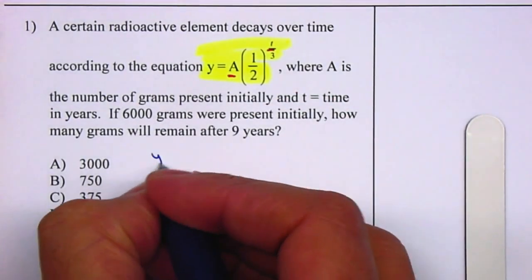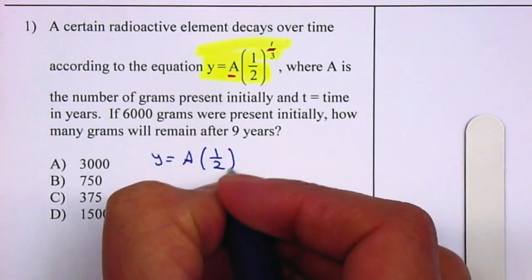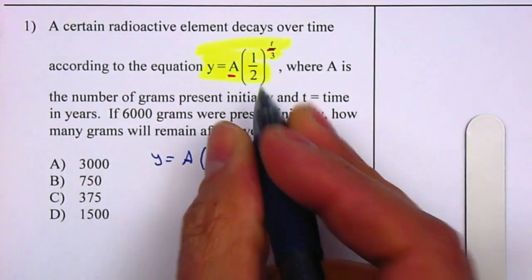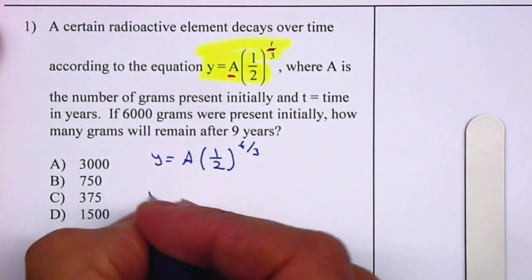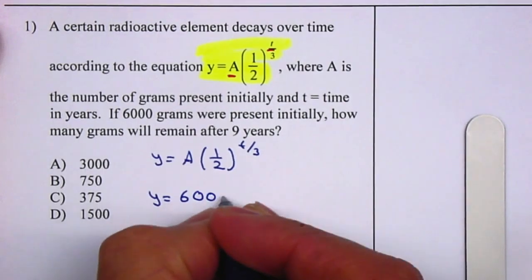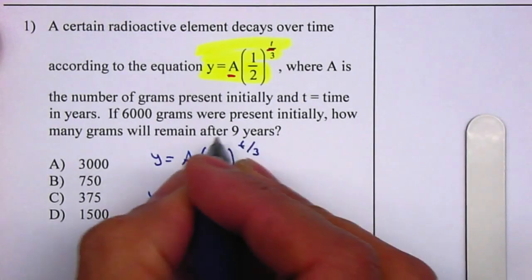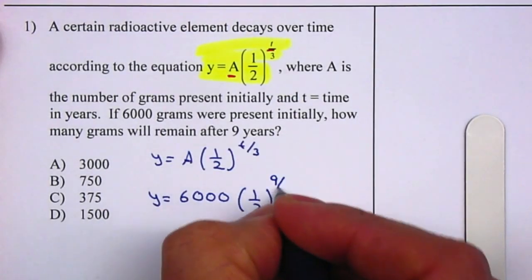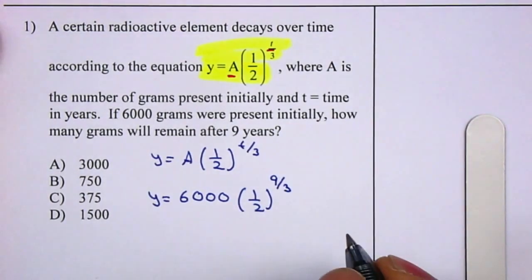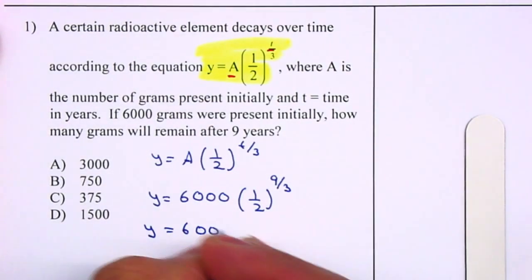We have Y is equal to A times 1/2 to the T over 3. So let's plug in the information that they give us. Y is equal to A, which will be the initial amount, 6,000, times 1/2 to the T, which will be the number of years, 9, over 3. We're going to simplify the exponent. 9 divided by 3 will be 3.